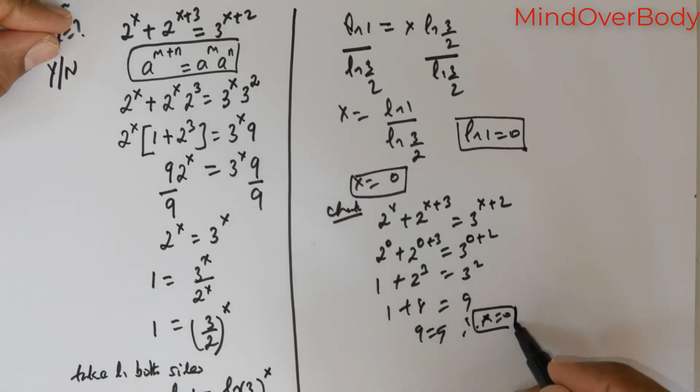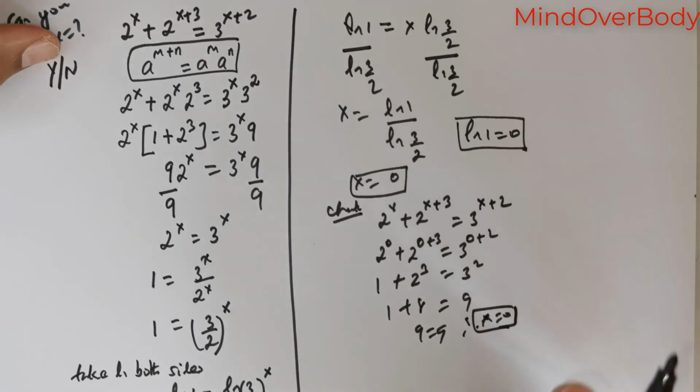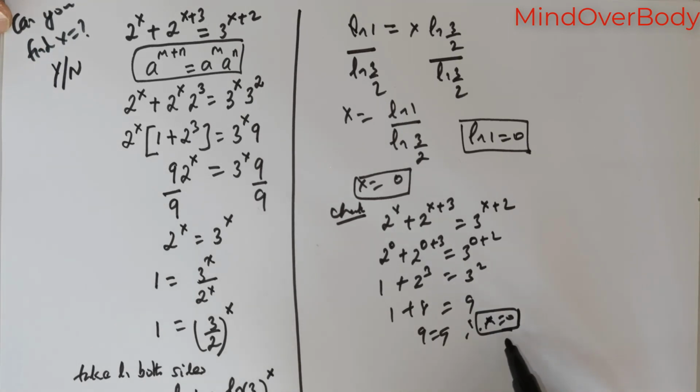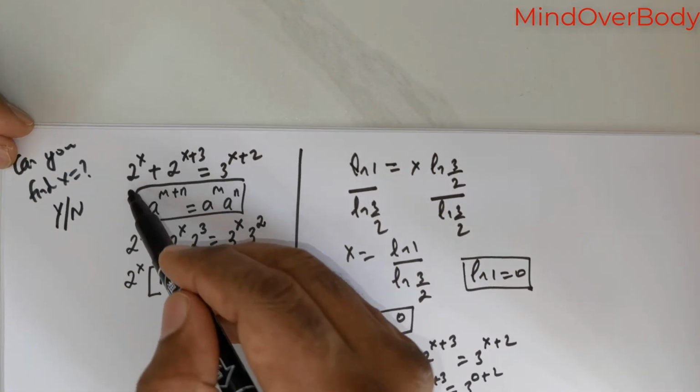Now is x equal to 0 the only solution? Yes, it is the only solution. It is going to be the only point where the left hand side will be equal to the right hand side.